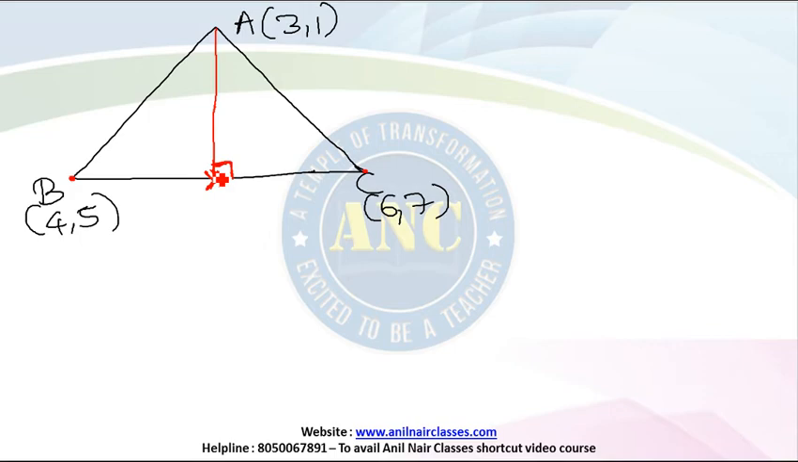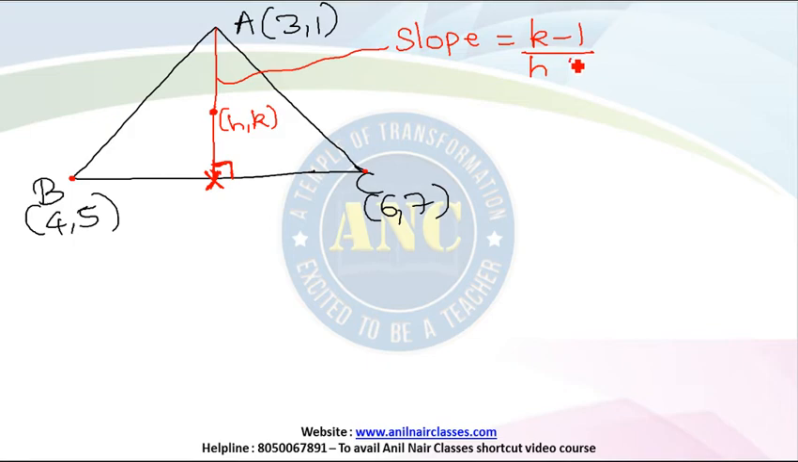Now see here, same logic I will use. Somewhere here I have my orthocenter, which I will represent as h comma k. Now what is the slope of this altitude? Slope of this altitude is y2 minus y1, that means k minus 1, divided by x2 minus x1, h minus 3. This is the slope of the altitude. I will call it m1.